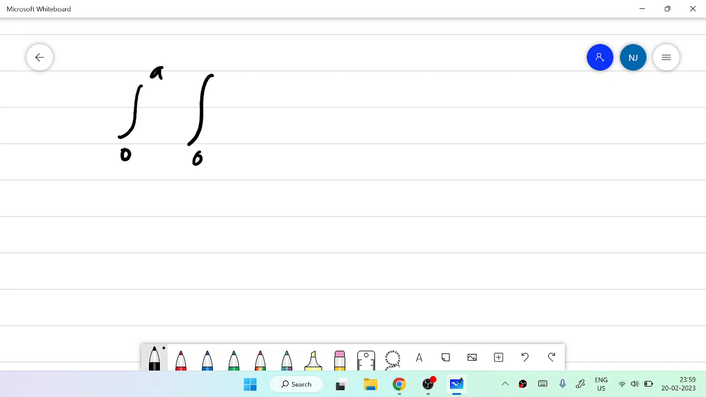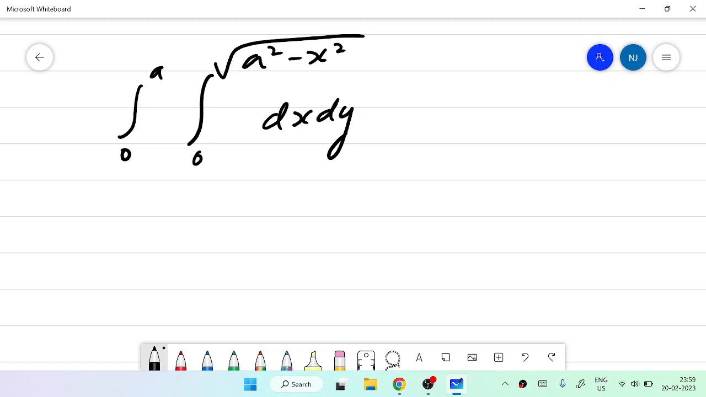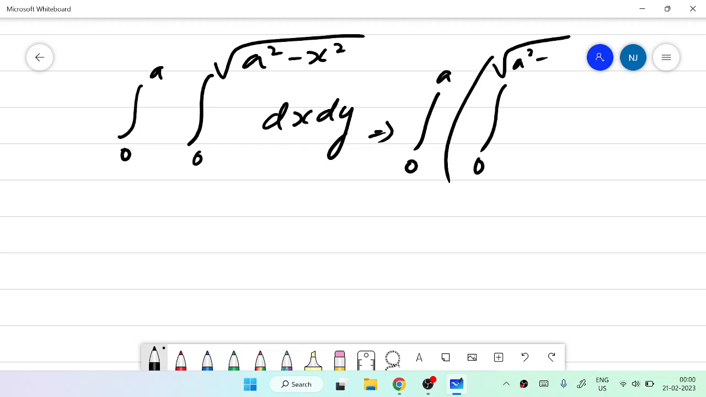Integral over 0 to a, integral over 0 to root of a square minus x square, into dx into dy. See here, in this limit you are having x square. What I told already is that we have to take the y terms. So according to that I am going to arrange this: integral over 0 to a, then take one bracket, integral over 0 to root of a square minus x square. Here you are having x, so you have to consider this as dy into dx. Understood?